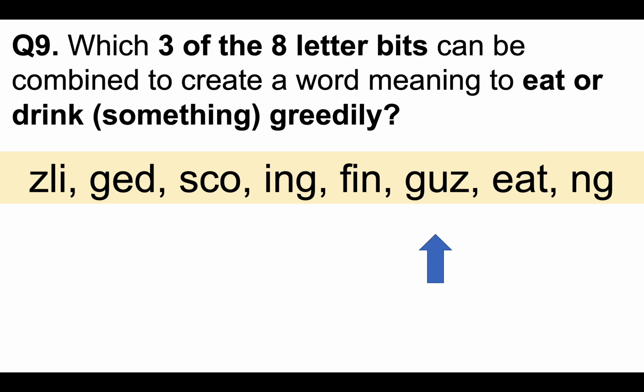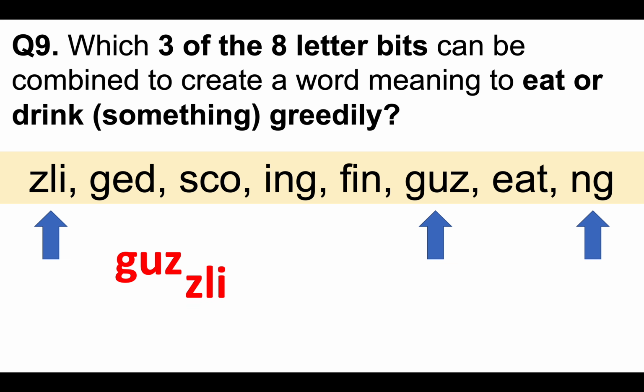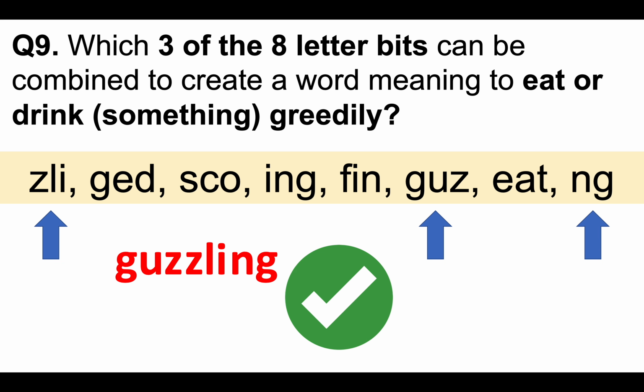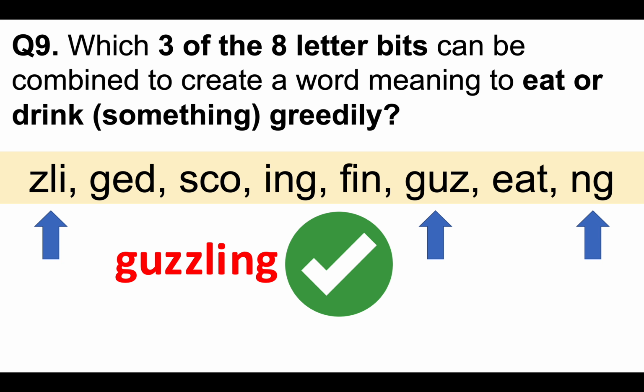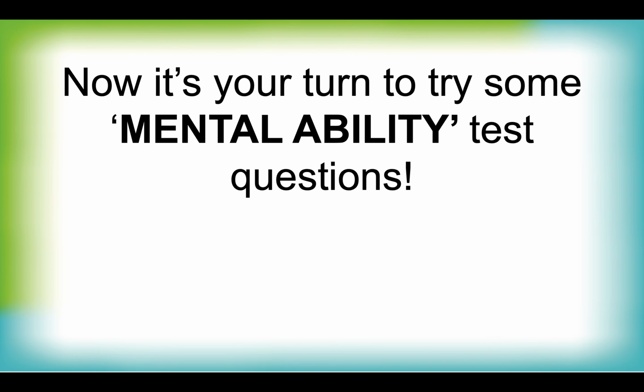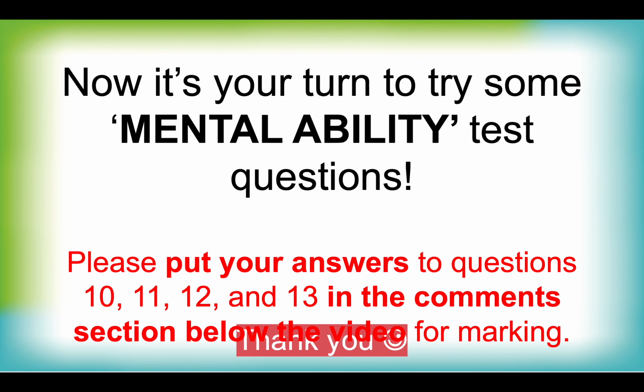I can see the answer. So the answer is G-U-Z, Z-L-I-N-G, which is guzzling. We put them together to get the word guzzling. So it's a difficult mental ability test question, but try some of these because they are common during mental ability, aptitude and psychometric tests. So now it's your turn to try some of these mental ability test questions.